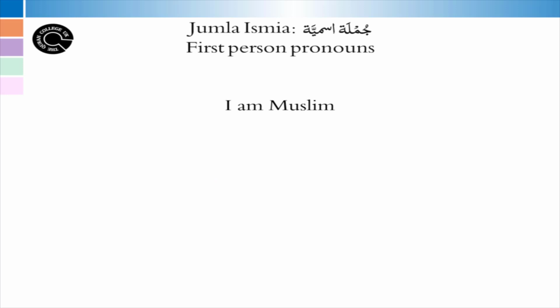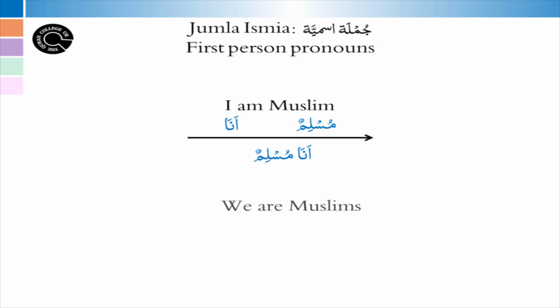The final group of pronouns is the first person pronouns. The first example is for the first person singular pronoun. "I am Muslim." For Muslim, we use muslimun. For I, we use ana. Therefore, the nominal sentence with the first person pronoun is ana muslimun. This nominal sentence is used for both first person masculine and feminine.